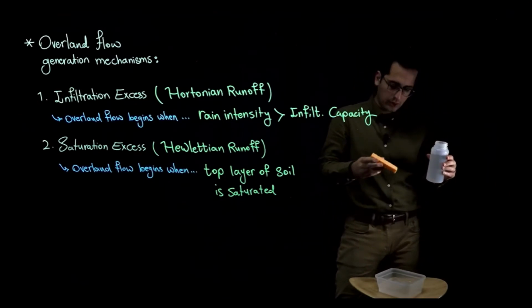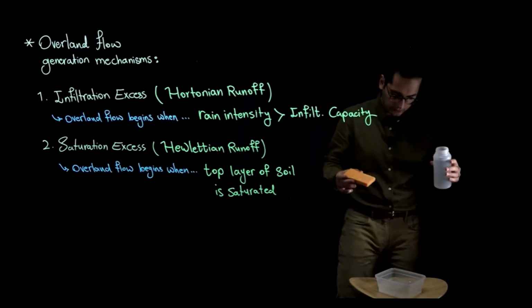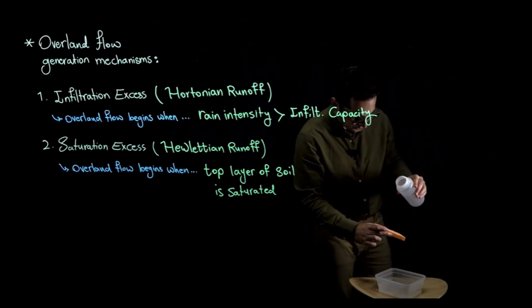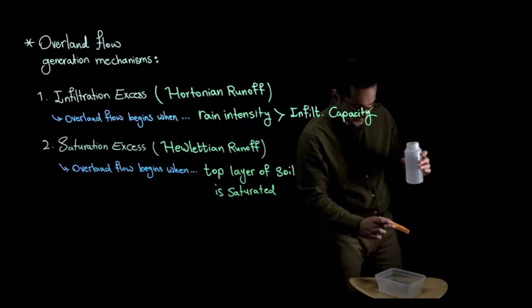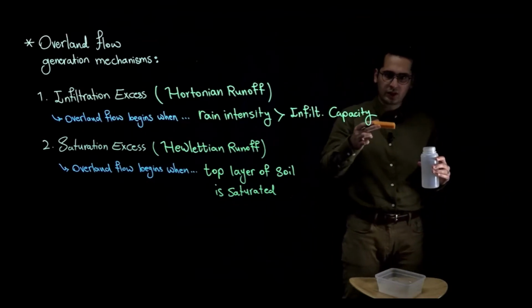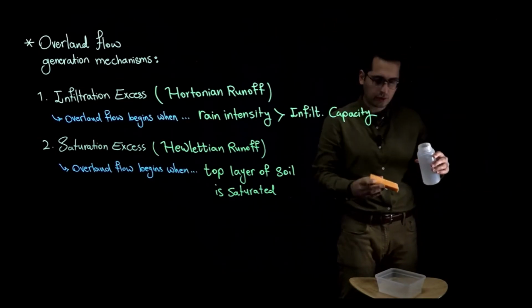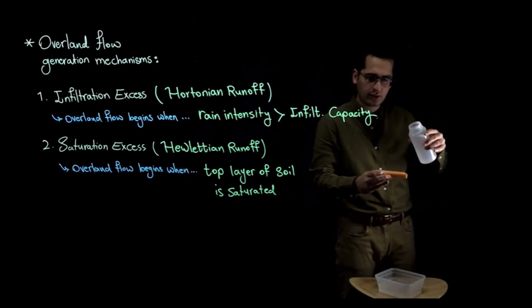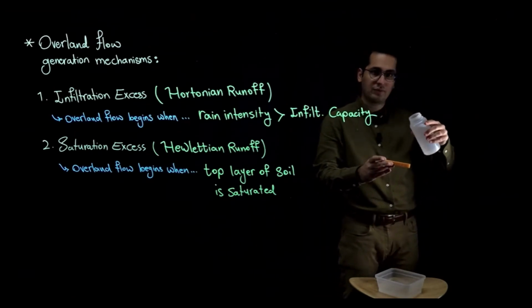So first, I'm going to apply just a little bit of water on top of the sponge and observe what happens. This is my sponge. I am applying just a little bit of water on top of the sponge. As you can see, the water that I'm applying on top of the sponge is absorbed by the sponge, and the rate of application is very slow, right? Now, what happens if I increase the rate of application?